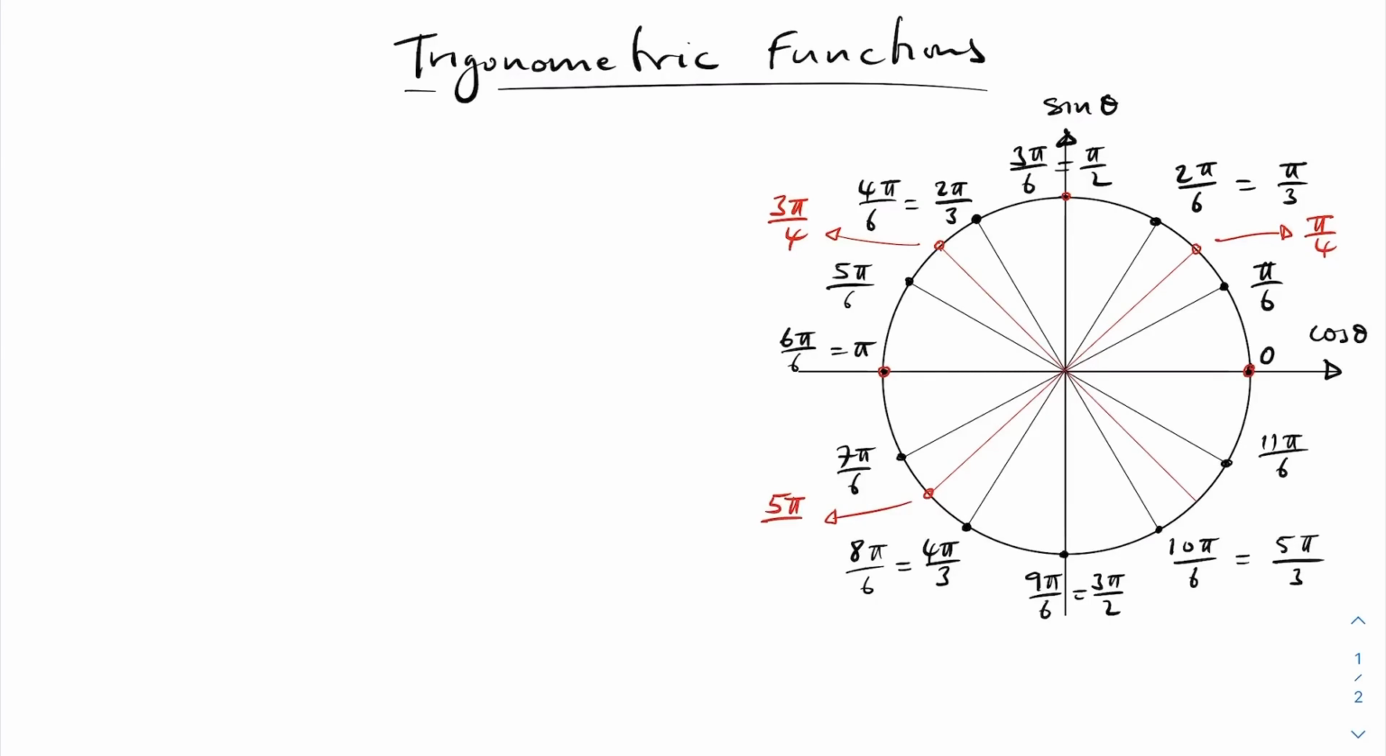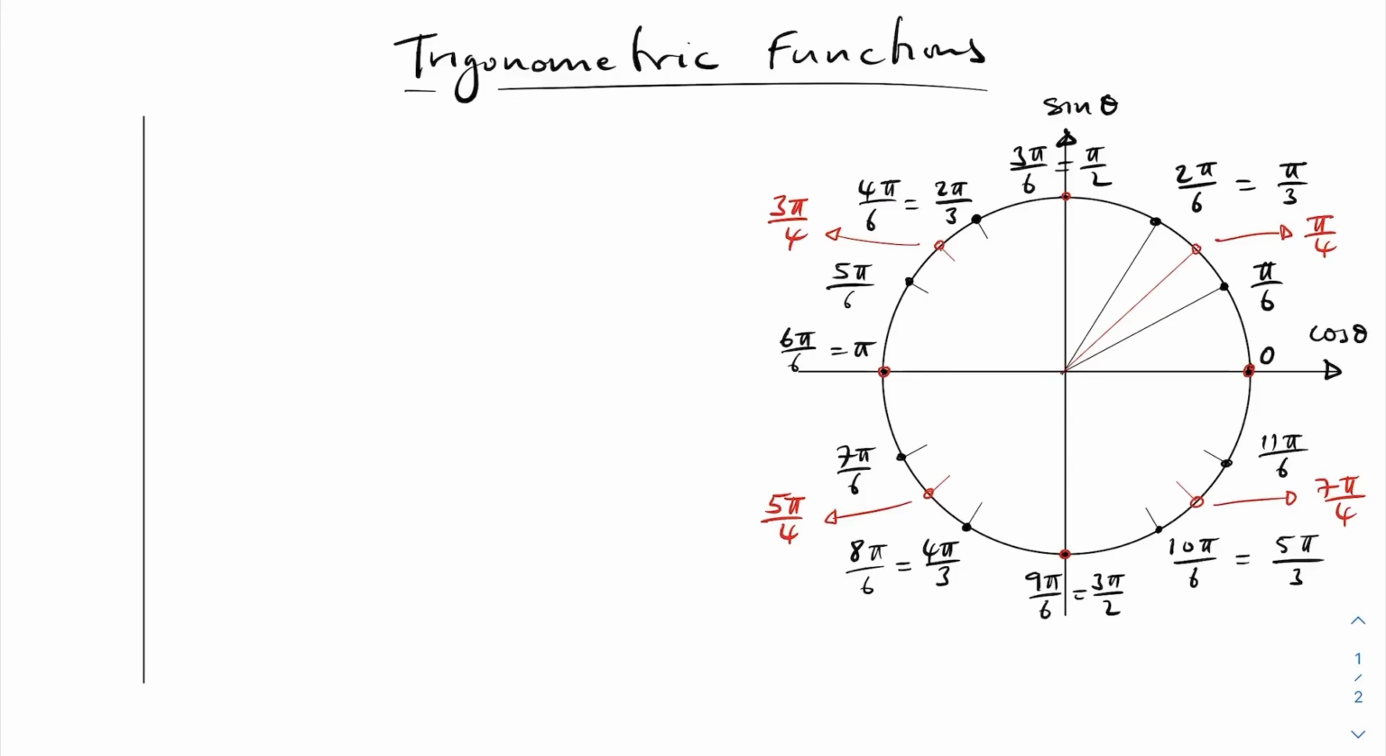Then I'm going to have 5 pi over 4. Then I'm going to have 6 pi over 4, which is the same thing as 3 pi over 2, so I already got it. Then I'm going to have 7 pi over 4. And finally, 8 pi over 4, which is the same thing as 2 pi, which is the same as just being 0. And so with this, these are all the common angles on the unit circle.